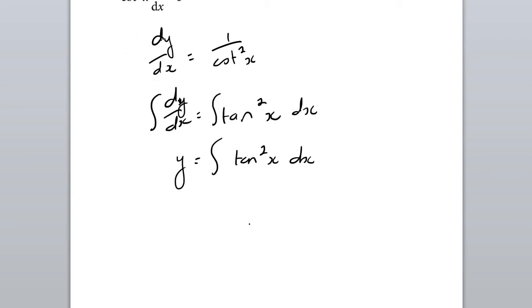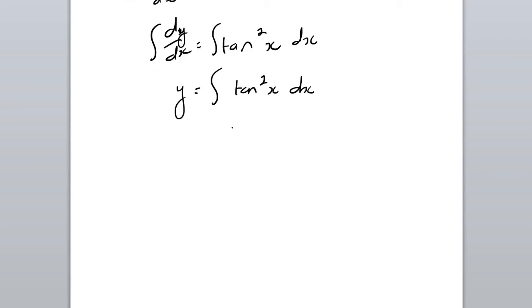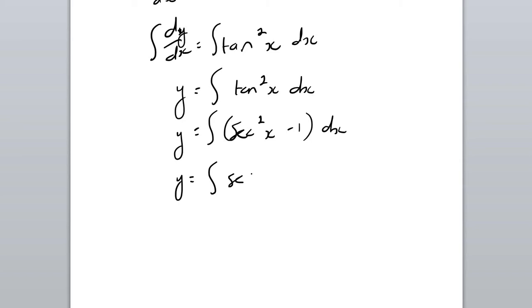But if I look at my trigonometric identities, I know that tan squared of x is actually the same as secant squared of x minus 1. So I can replace tan squared of x with secant squared of x minus 1, and I'm still going to integrate this in terms of dx. Now my integral law says, since there are two terms, I can separate them. So y is equal to the integral of secant squared of x dx minus the integral of 1 dx.